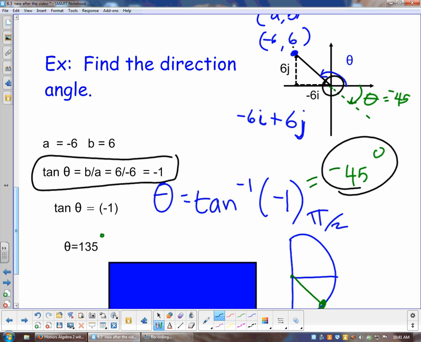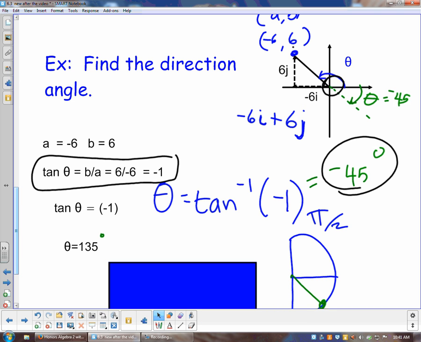But take a look at the picture. Does this angle here in blue look like it's negative 45? No. So you've got to add 180 to that to get our actual direction angle. So what would that be? 135. So that's why our direction angle for this picture is 135. So you can't blindly trust your calculator. You've got to use a little thinking, a little reasoning. Are we okay with this?